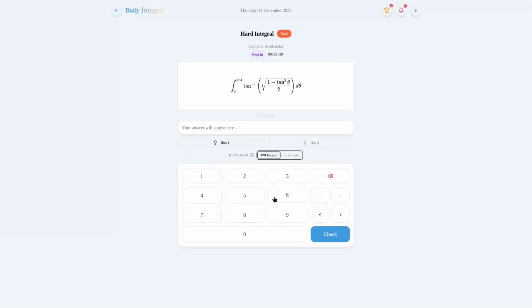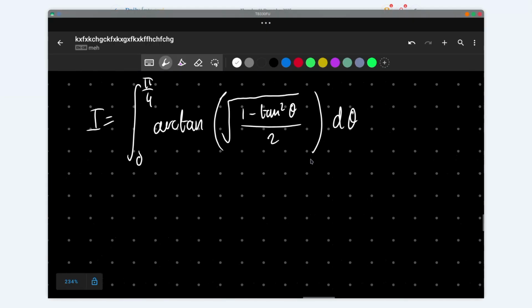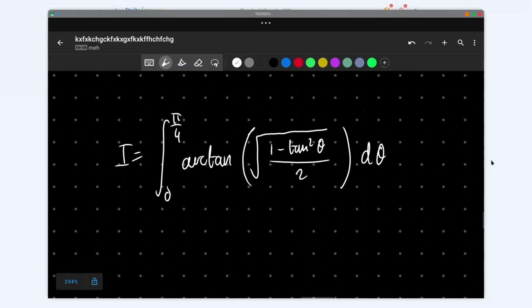This looks weird. Okay, I'll just write it first. 0 to pi over 4. And then we have arctan of some crazy looking thing, 1 minus tan squared theta over 2 d theta. Okay, nice. What am I going to do here? What am I going to do? So x squared over 2, there's still the square root.